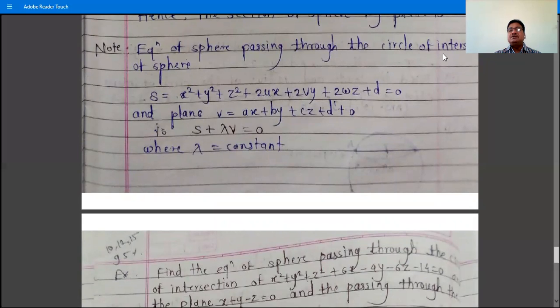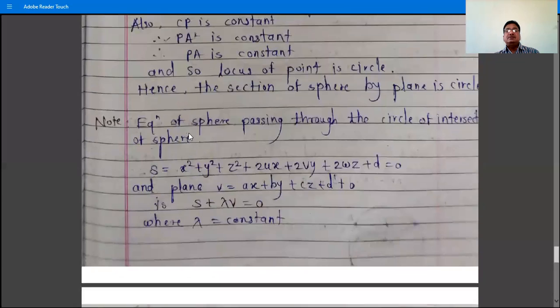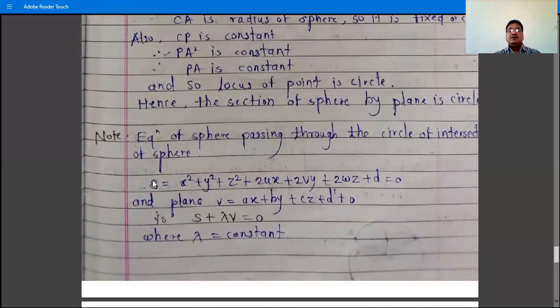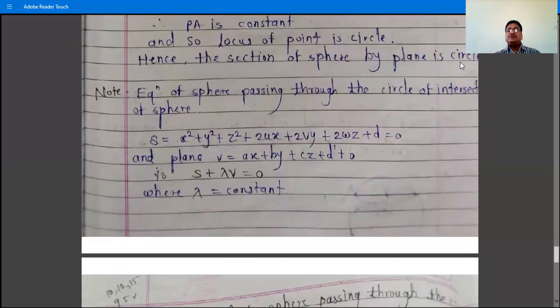Equation of a sphere passing through the circle of intersection of a sphere and a plane. The next point is this, and it is also important. The intersection of a sphere and a plane is a circle, and now we have to find the equation of a sphere passing through the circle of intersection of this sphere and this plane.